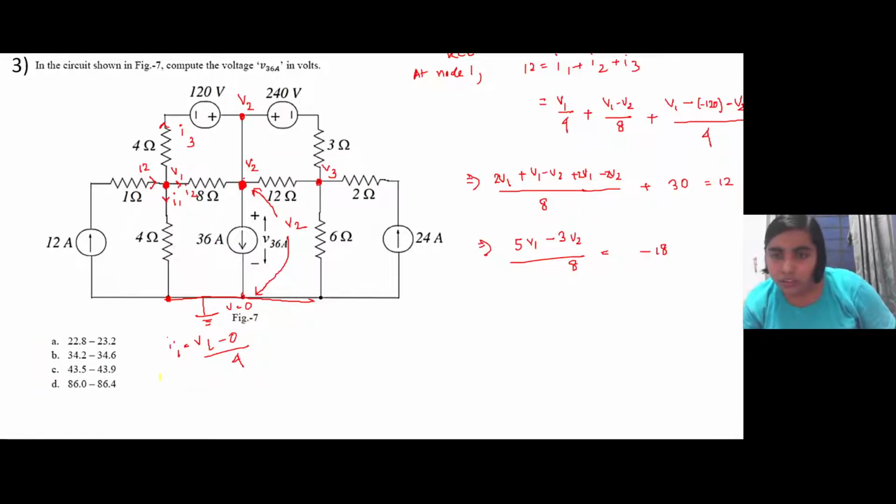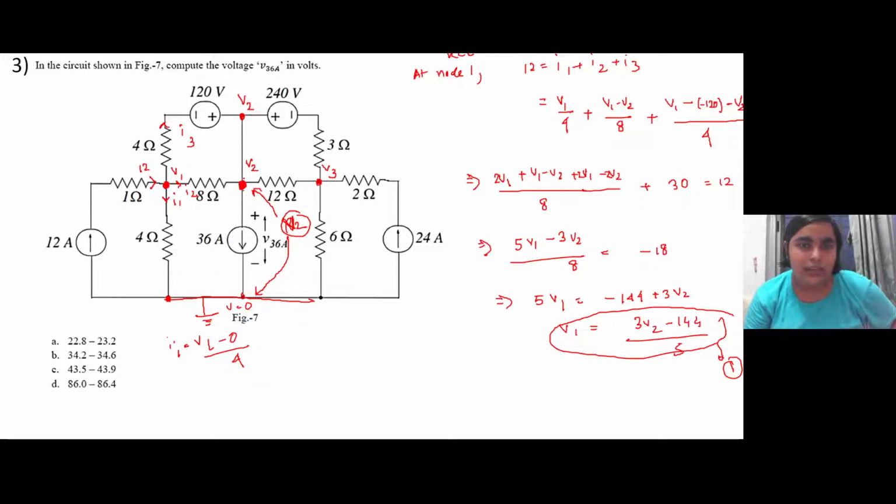Since, sorry, I took the highlight. So we have to calculate v2. Our aim is to calculate this v2, right? So what we can do is write v1 in terms of v2, because at the end we have to solve only one of the equations. So we'll just write 8 into 18 is 144, right? So 5v1 equals 144 plus 3v2. So v1 we can write as 3v2 minus 144 by 5. This is one of the equations.